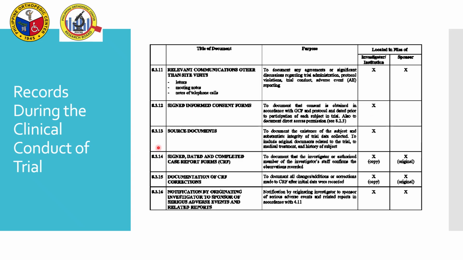Next is the source documents. These are original records such as your medical charts and lab results. The purpose of this is to document the existence of the subject and substantiate the integrity of the data collected. And as you can see, these remain in the files of the investigator or in the institution only.